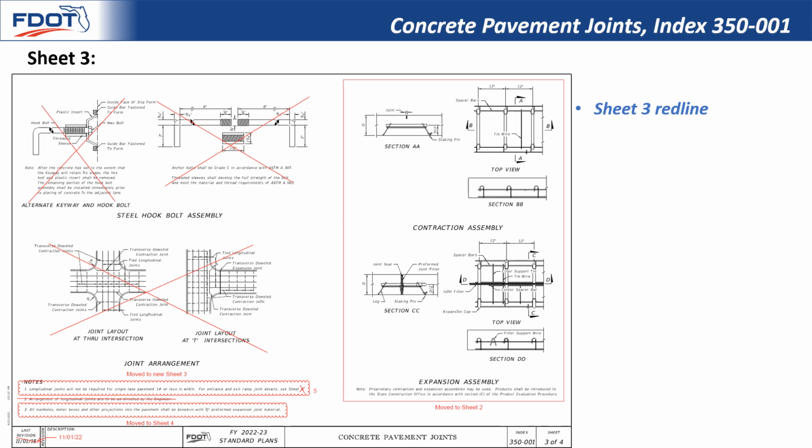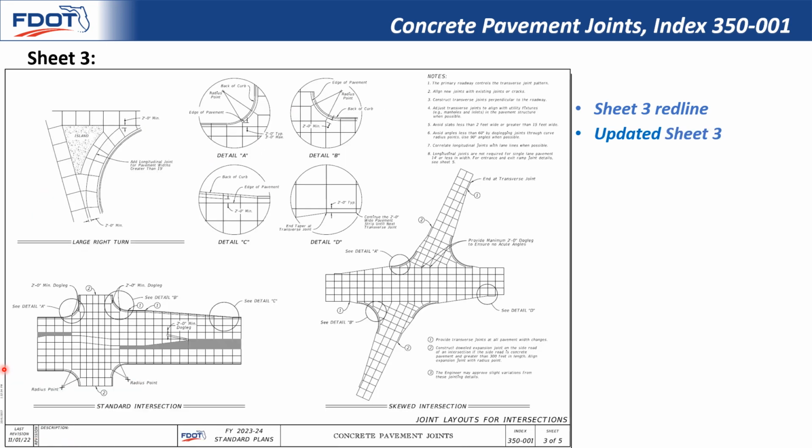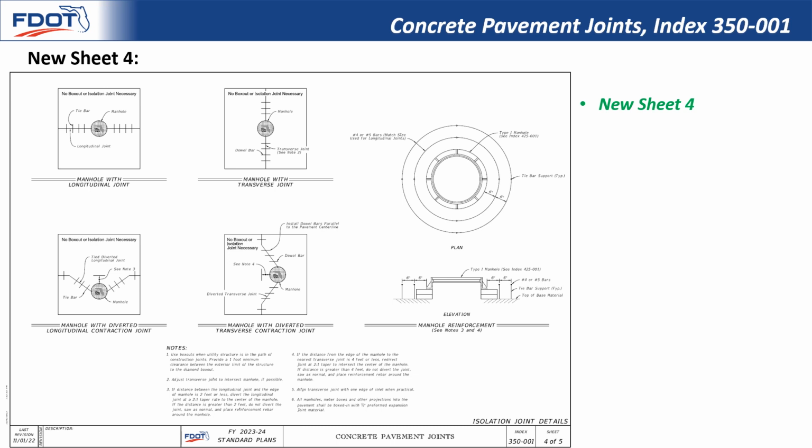The sheet 3 red line shows deleted and moved information. The new sheet 3 shows the joint layouts for different intersections. Here is the new sheet 4 with the isolation joint details.